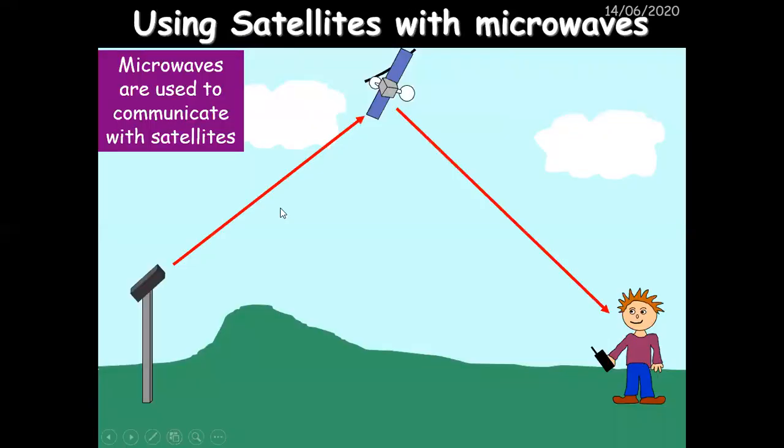It's very important. You don't have to copy that down, but you can just copy a sentence saying, microwaves are used to communicate with satellites. You don't have to copy the diagram. So that one sentence you can write next. If you want, you can go back to this video later and copy the diagram, not a problem.